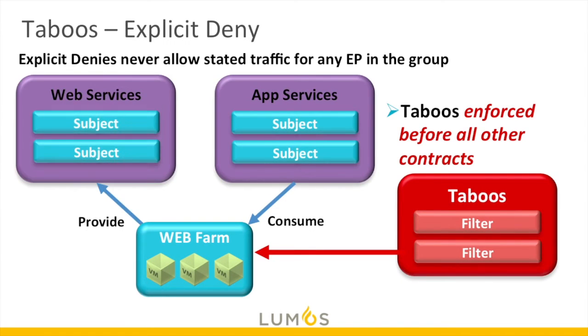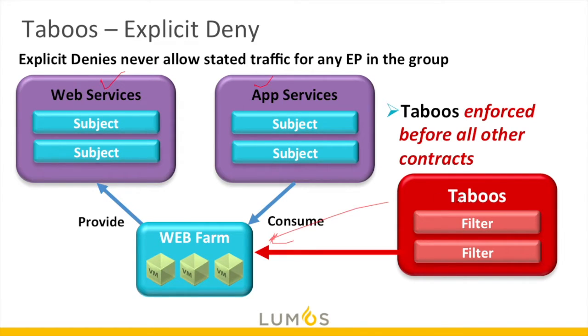So we do have taboo contracts. Most of the time in ACI, we set up ACI's whitelist, so that means inter-EPG communication is disallowed by default. We have to create contracts. So we have app services and web services here. We have to create those contracts in order to do an explicit allow. We can apply a taboo contract on top of that.